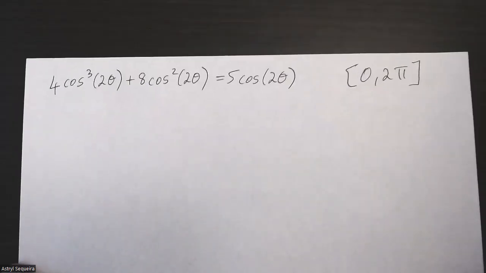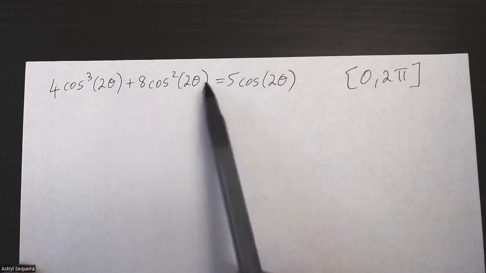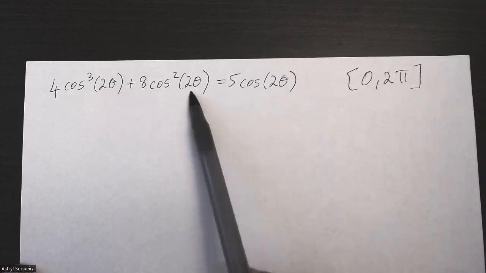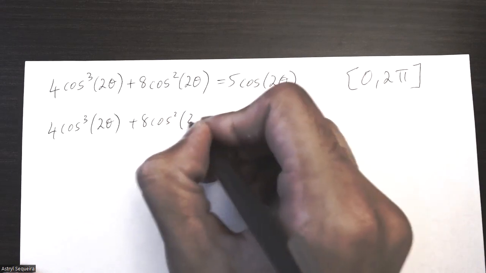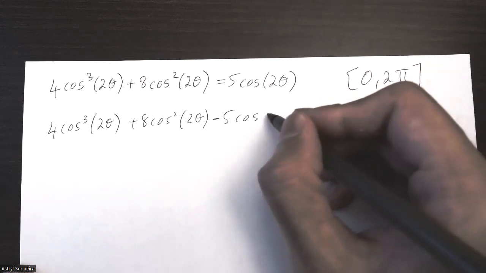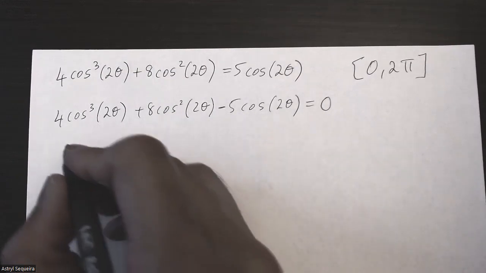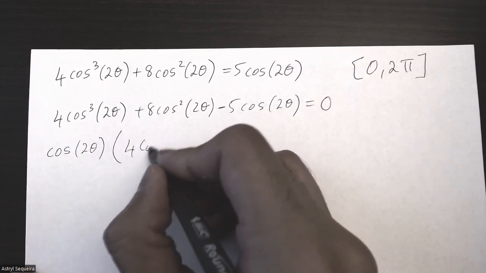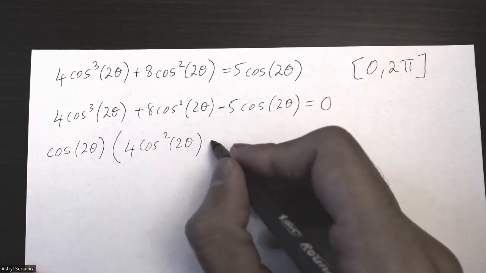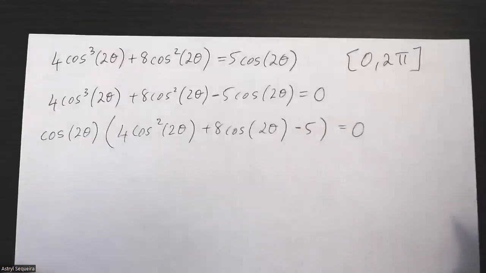Let's go to the second question, which is the harder of the two questions by quite a bit. First of all, we have a cubic equation here. Second of all, they're all cos 2 theta, so we're going to solve this all in terms of cos 2 theta. The first thing I'm going to do is move this to the left side. So I have 4 cos cube 2 theta plus 8 cos square 2 theta minus 5 cos 2 theta equals 0. Now I can common factor out a cos 2 theta from this. I'm left with 4 cos square 2 theta plus 8 cos 2 theta minus 5 equals 0.